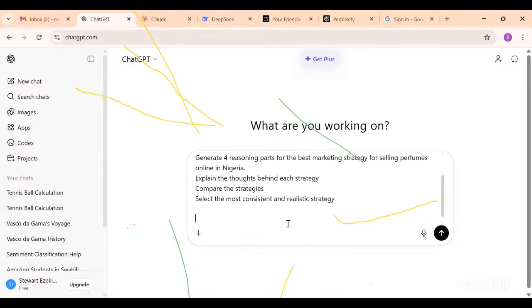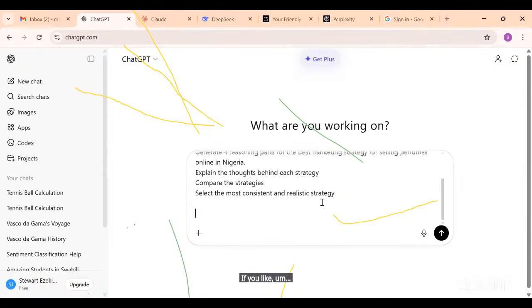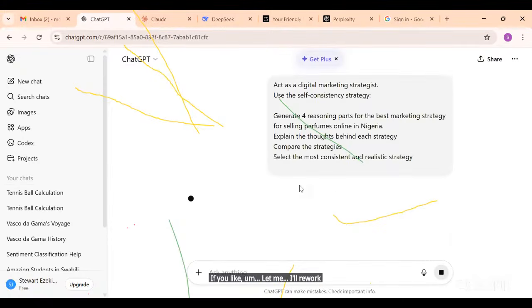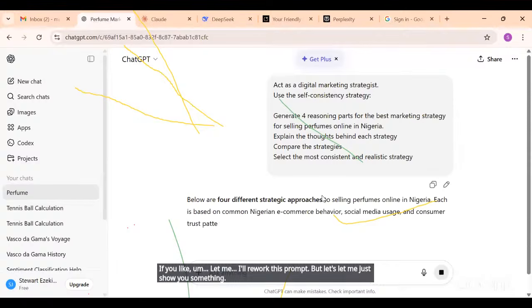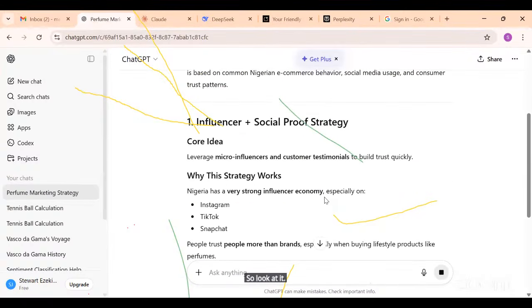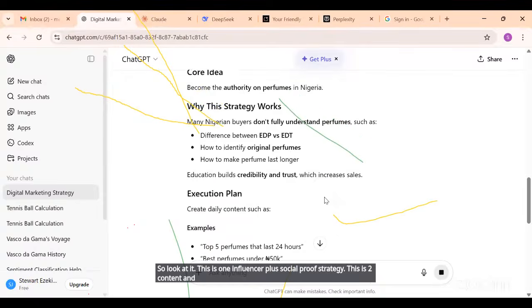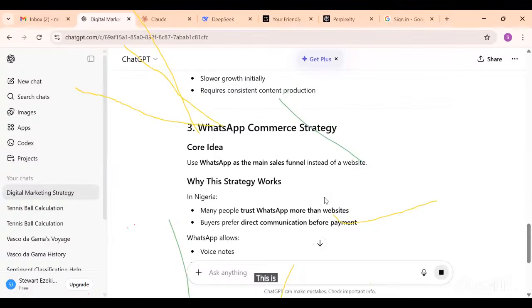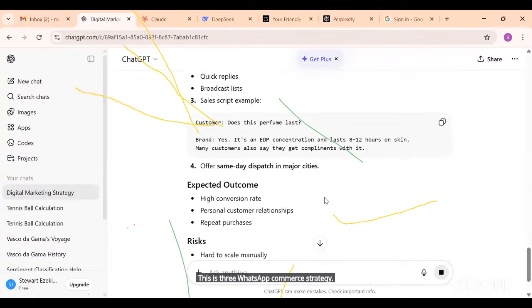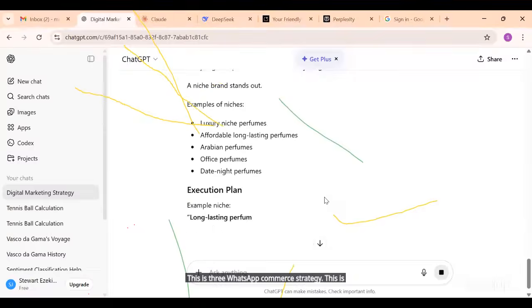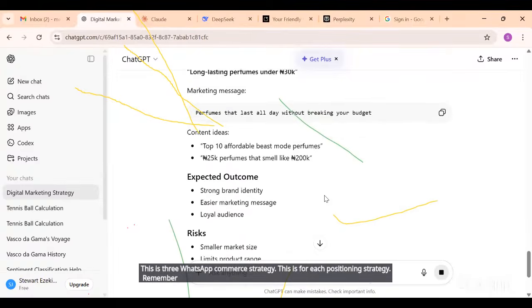Now I'm done. If you like, I'll rework this prompt, but let me just show you something. So look at it. This is 1, influencer plus social proof strategy. This is 2, content and education strategy. This is 3, WhatsApp commerce strategy. This is 4, niche positioning strategy. Remember, I asked it to do 4. Now it has done 4.